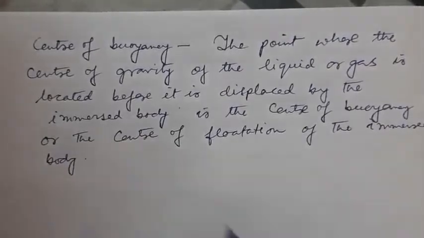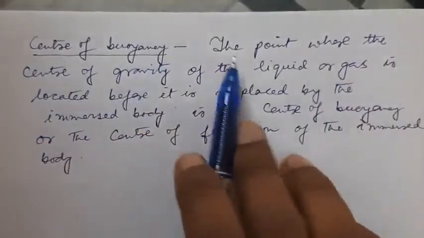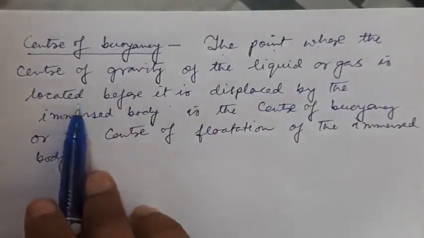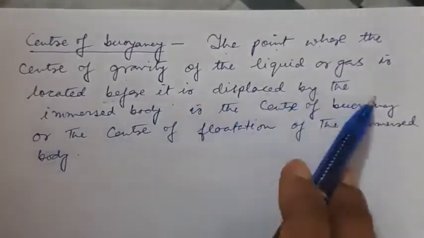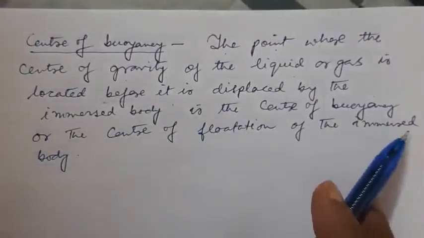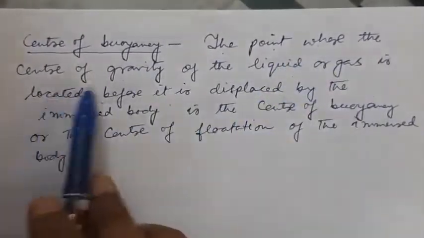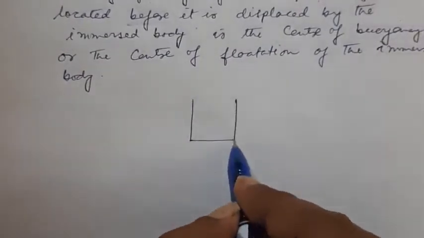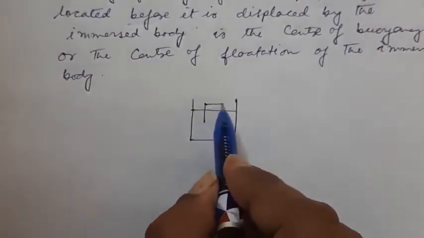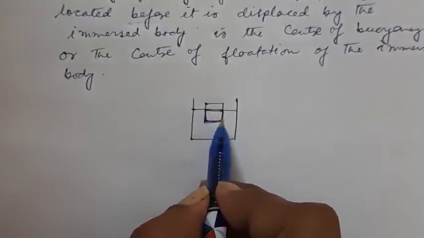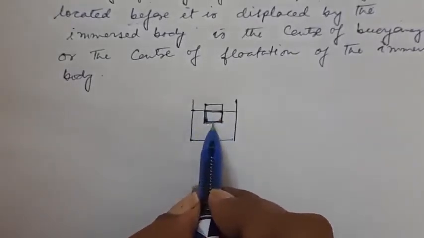Center of buoyancy, a very important thing to understand. The point where the center of gravity of the liquid or gas is located before it is displaced by the immersed body is the center of buoyancy, or the center of flotation of the immersed body. That means if we take a body floating in the liquid like this, this is the portion of liquid that is displaced.